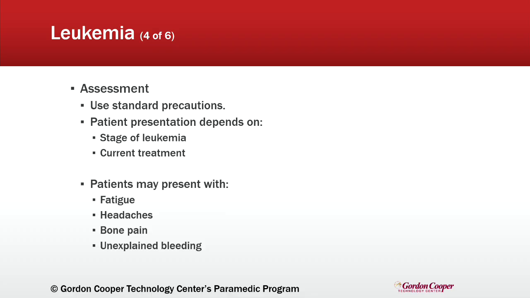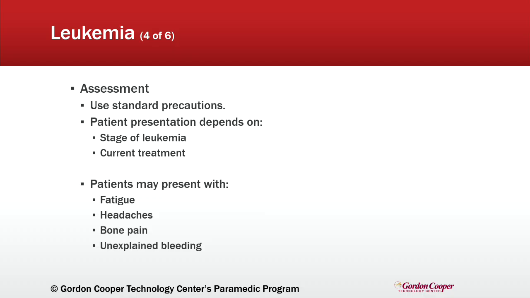Patient presentation will depend on, of course, the stage of their leukemia, where the leukemia progression is, and the current treatment plan that they're undergoing. So if they're in the throes of chemotherapy, we're going to see some different presentations. But typically we see things like fatigue, headaches, maybe some shortness of breath. There could be even some neurological deficits going on there as well. The list is pretty long.